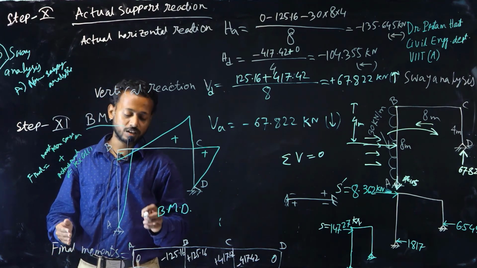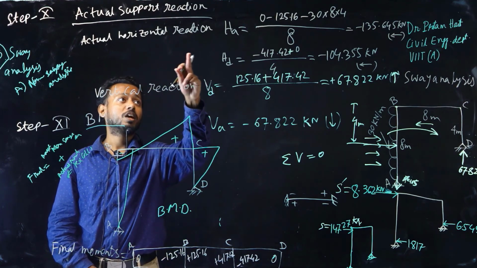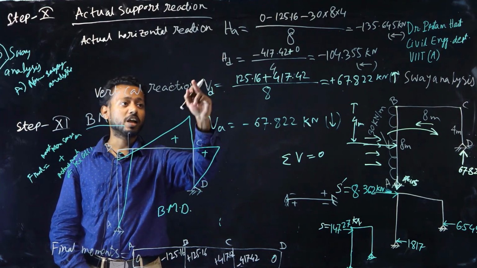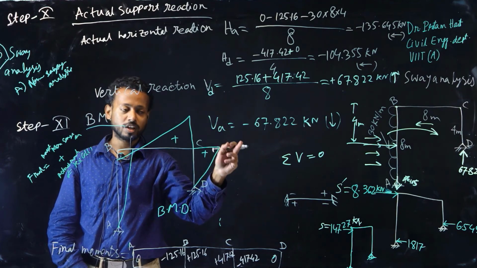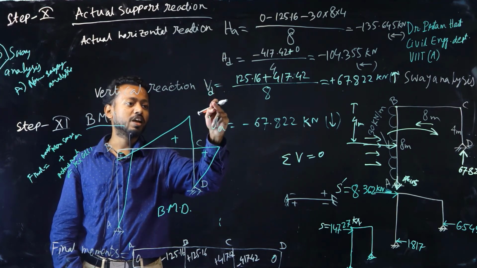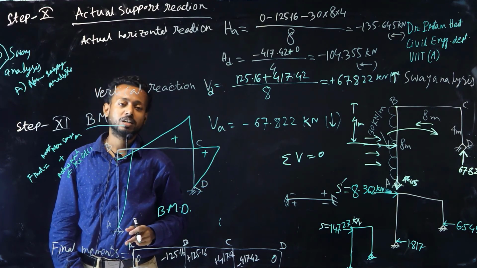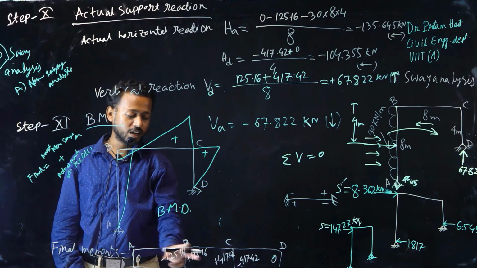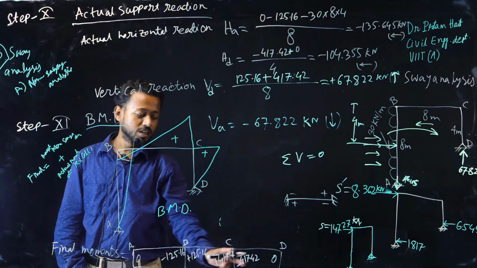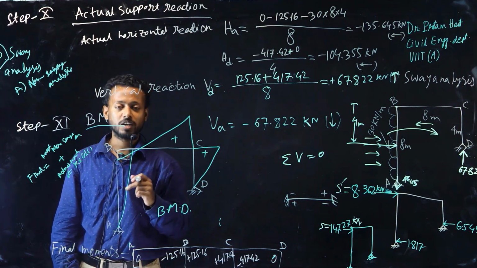Once you get the final moment, you can calculate the actual horizontal reactions HA and HD and the vertical reactions VD and VA. After obtaining HA, HD, VA and VD, you come directly to the bending moment diagram. Once you get the final moment, keeping this sign convention, you can easily draw the bending moment diagram.